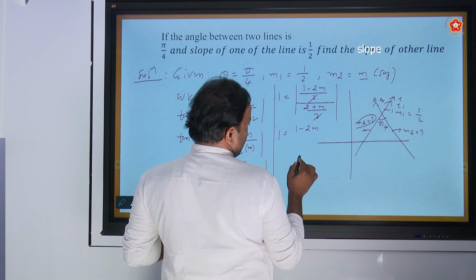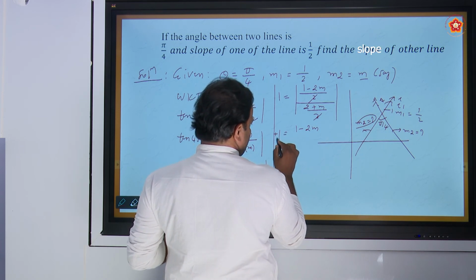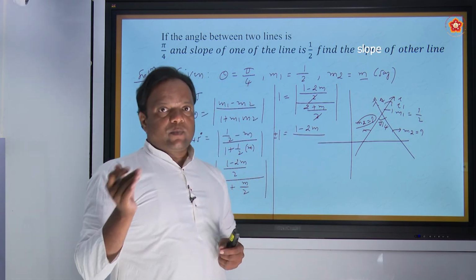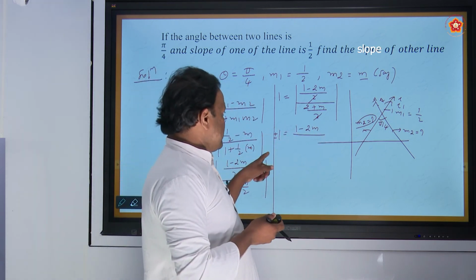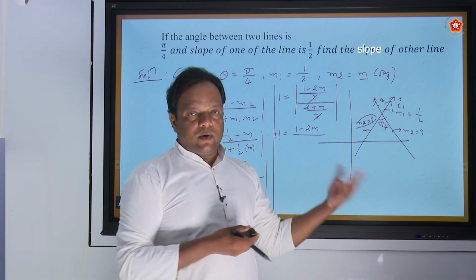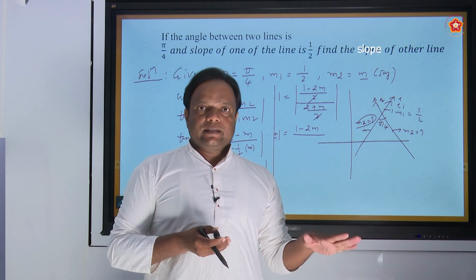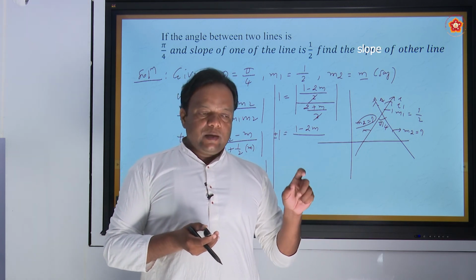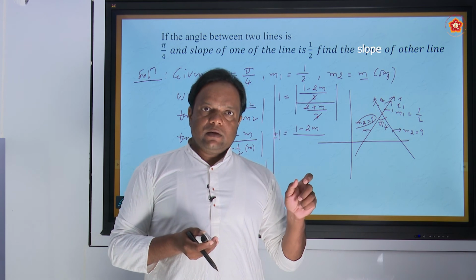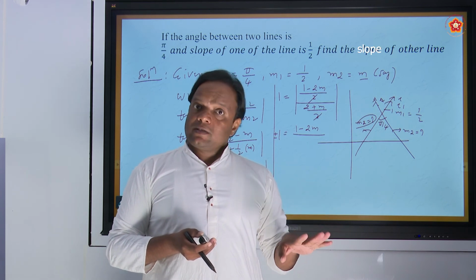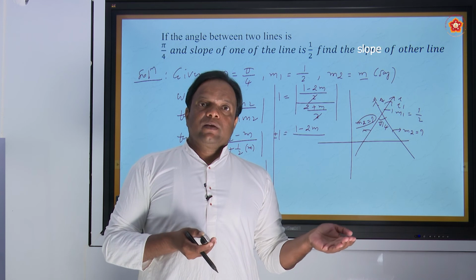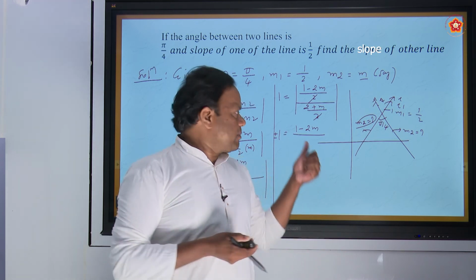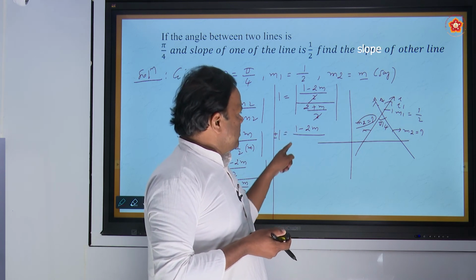We know that when we open the mod, you take plus or minus, because in a modulus the value may be negative or positive. Either write plus or minus here or here. Suppose you open the mod, you write it anywhere, both are correct. Whenever you solve the mod, whenever you remove the mod, take plus or minus 1.